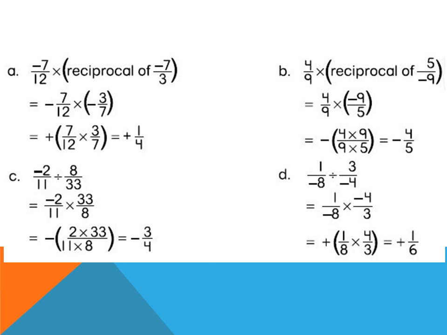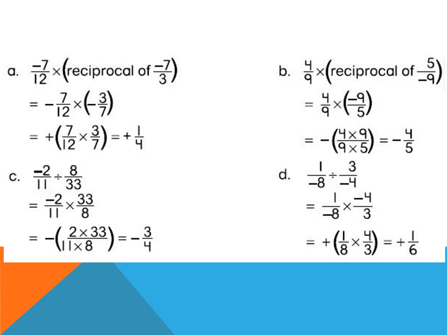Minus 2 by 11 divided by 8 by 33. In our last year we have already learned that when we change the divide sign into a multiply sign, the number to the immediate right hand side of the divide sign becomes reversed. That means the numerator becomes the denominator and the denominator becomes the numerator. So minus 2 by 11 divided by 8 by 33 becomes minus 2 by 11 into 33 by 8.